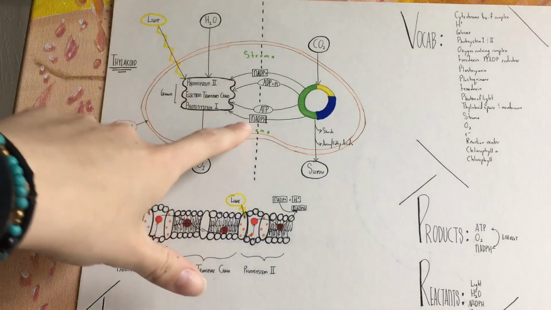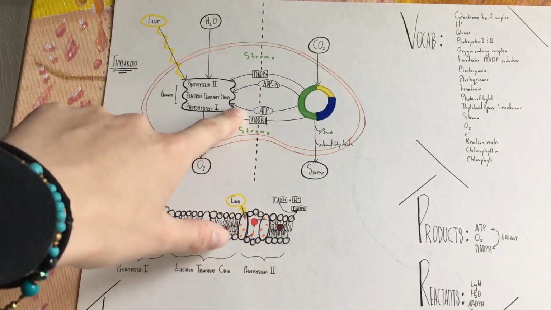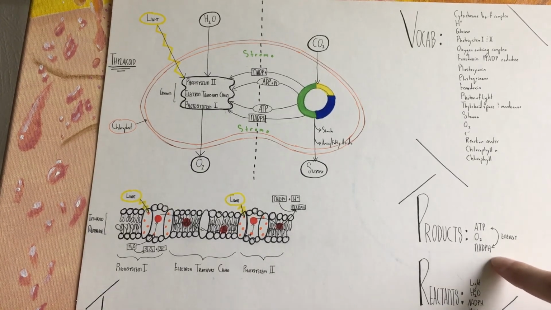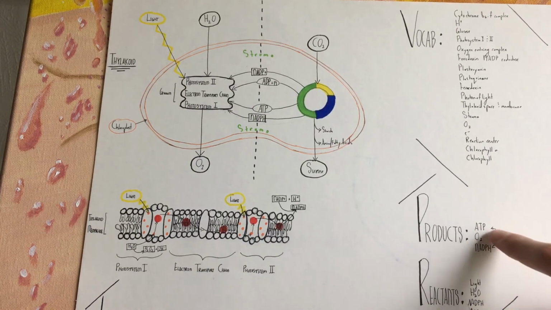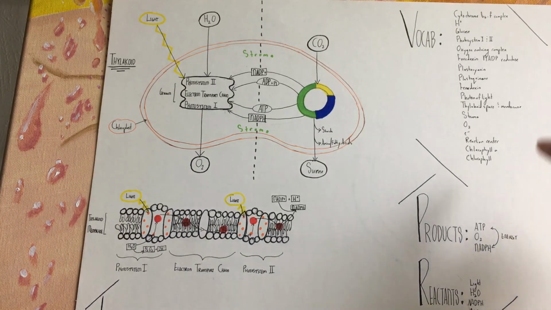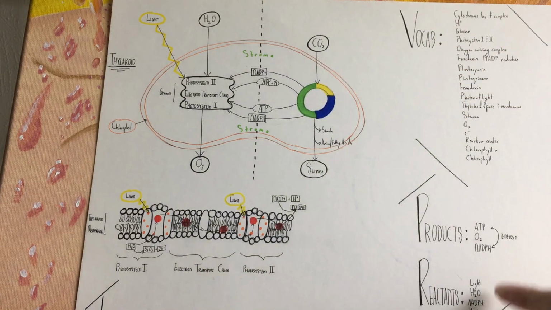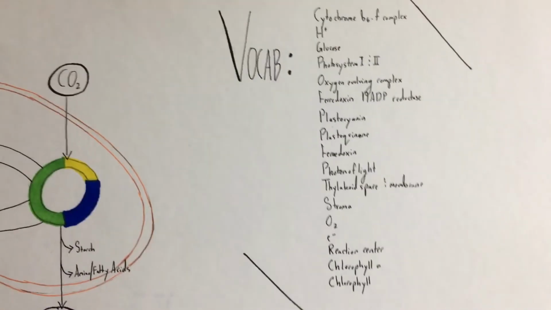But then I showed all the different energies that are going from Calvin to our light reactions. What's produced during the light reactions is ATP, O2, and NADPH, and our ATP and NADPH are our energies. And what's reacting during our light reactions is obviously light, water, NADP plus, and ADP plus Pi. And then our vocabulary words that are discussed during the light reactions are as follows. And there you go.